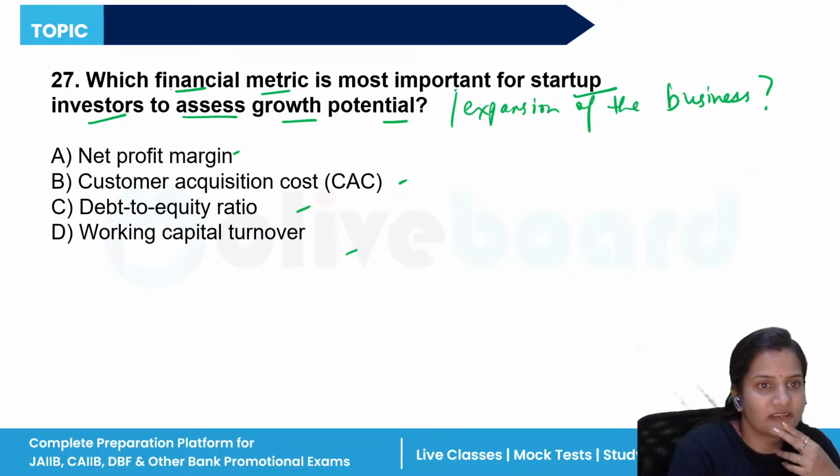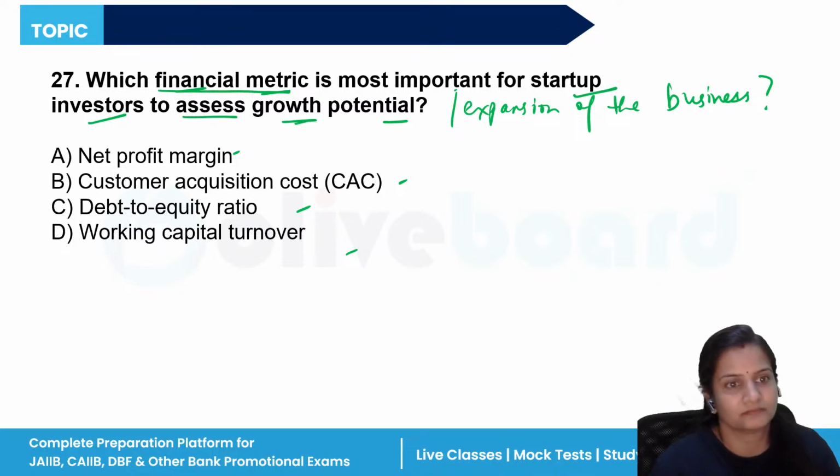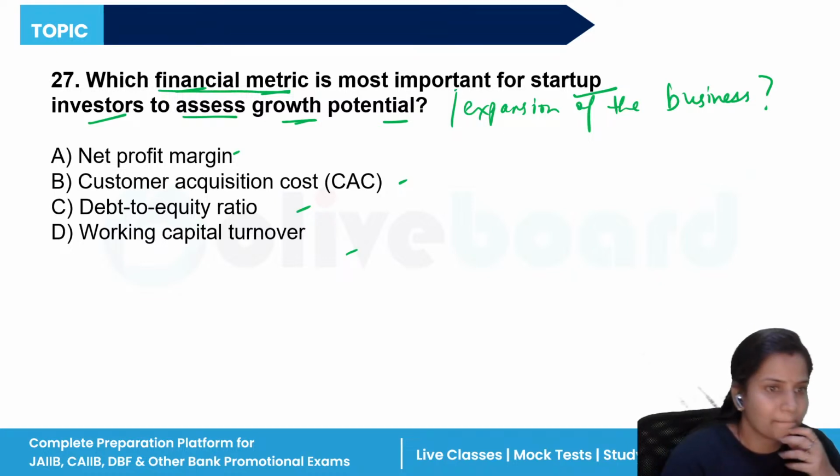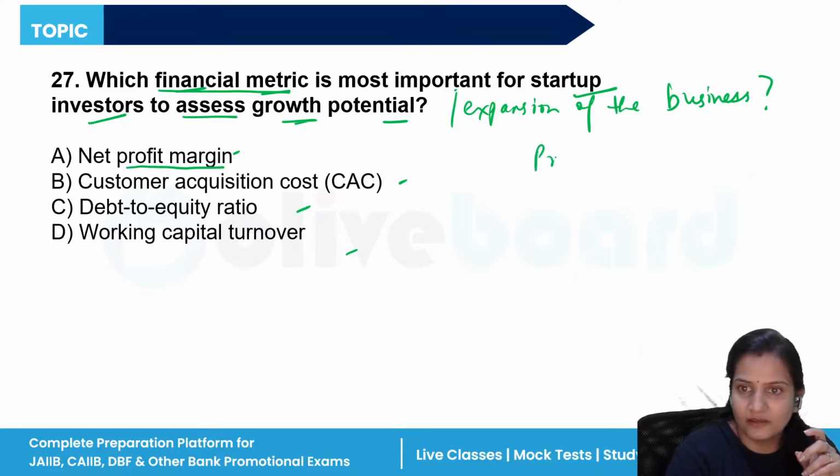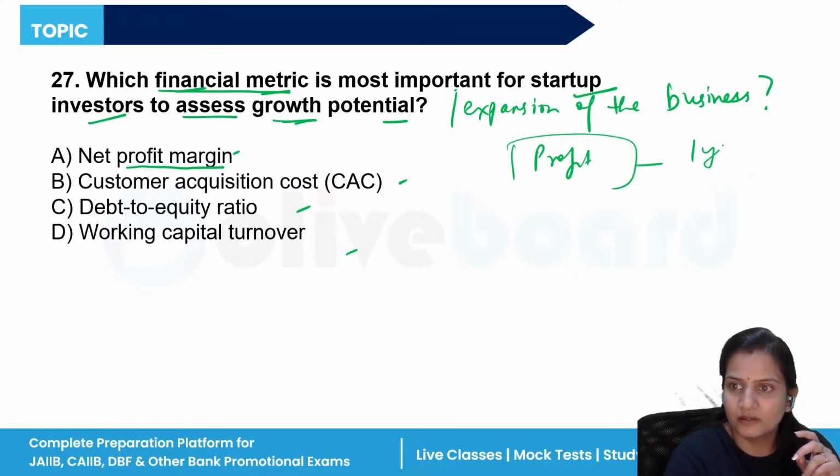It is asking the financial metric for assessing the growth of the company. Okay, you are saying net profit margin. See, if I say net profit margin can tell us the growth, but do we need a growth for 1 year only?